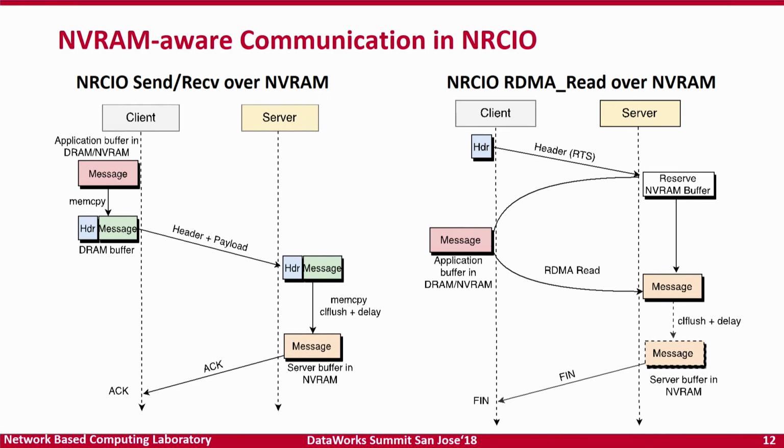And on the right-hand side, we see the rendezvous-based protocol, which is an RDMA read-based protocol for communication over NVRAM. Here you have an RTS-CTS-based design, where the client first sends an RTS message, and the server reserves an NVRAM buffer and then directly reads the message from the client side using an RDMA read. Again, it does a CL flush on the server side to ensure that the data is persistent in the server buffers. So these two protocols are what we designed for communication over NVM, and depending on the message size, you can select the appropriate protocol, and we'll see some results.